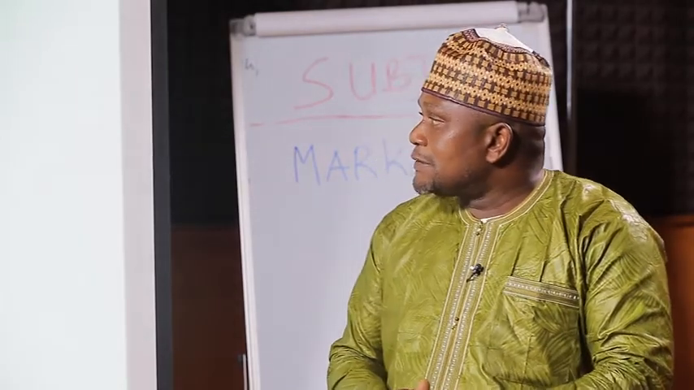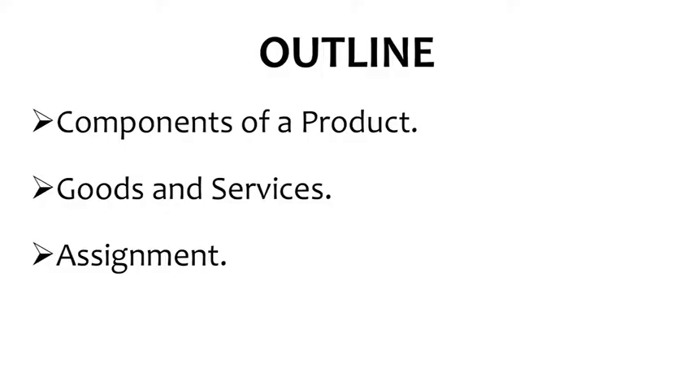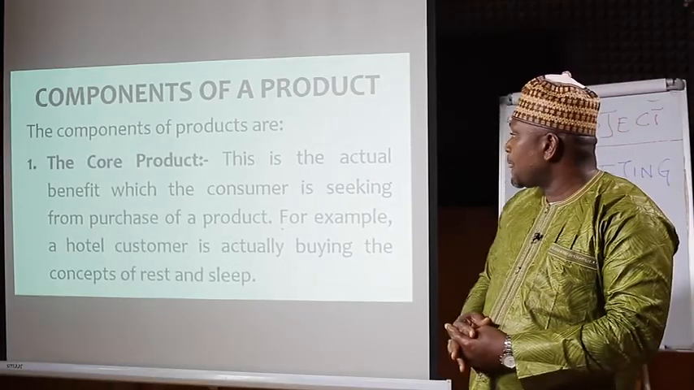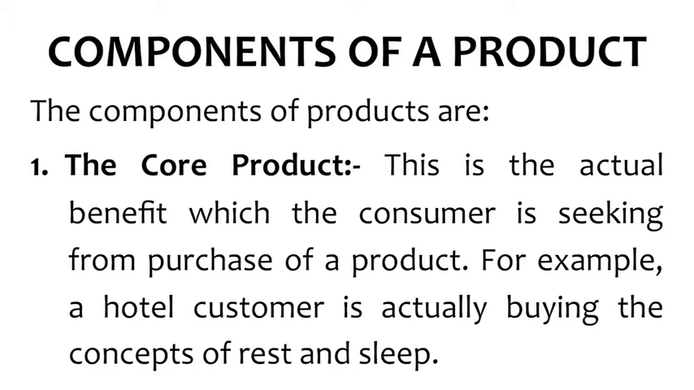Now let's take a look at it. The outline includes components of a product, goods, then we'll talk about our assignment. Now the component of a product, the core product. This is the actual benefit which the consumer is seeking to purchase from a product. For example, a hotel user is actually buying the concept of a product. Let's explain this in little terms.